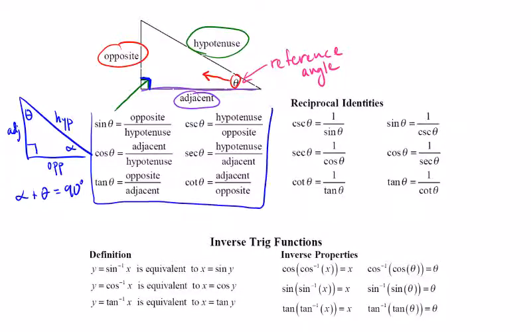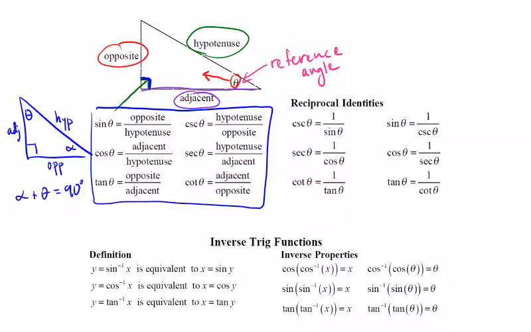So these six trig functions are ratios of the three sides: opposite, adjacent, and hypotenuse. Each one is a ratio of two of those sides. So for example, sine is a ratio of opposite to hypotenuse. Sine is opposite over hypotenuse. Cosine is adjacent over hypotenuse. Tangent is opposite over adjacent.